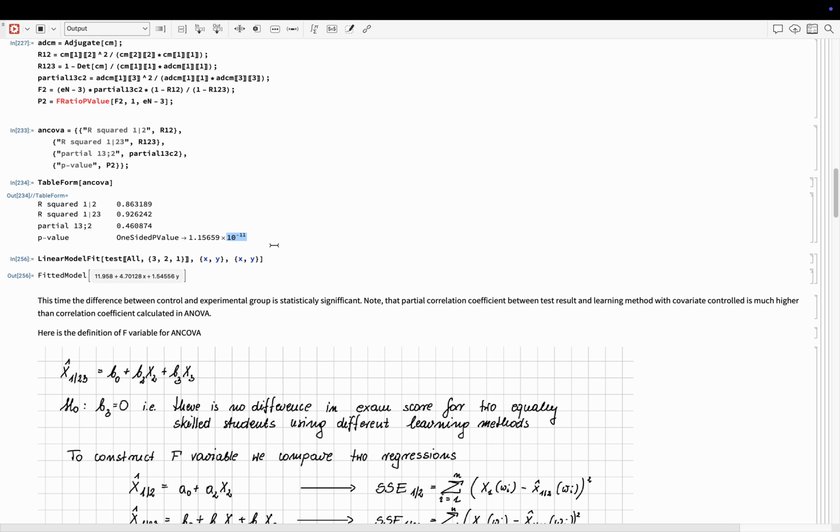So this is very small. Therefore, the difference that we observe here, the difference between the performance of students that used the new method and the performance of students that used the old method, we consider this difference significant.